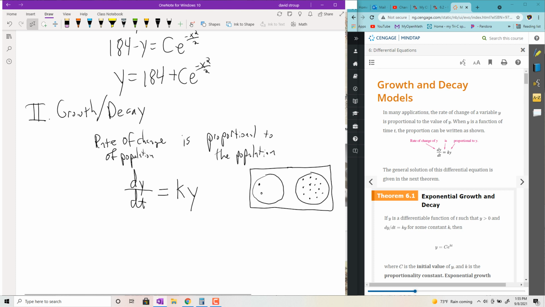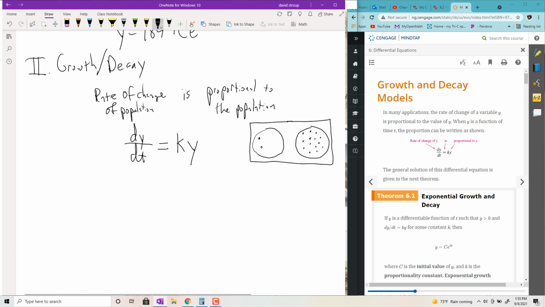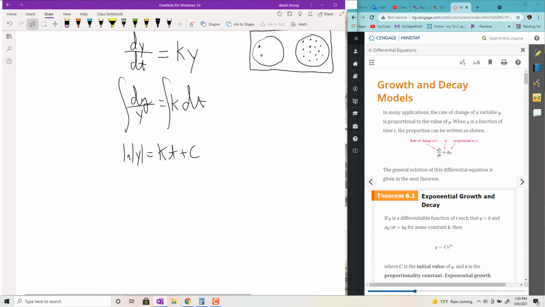And then you could solve these things for our formula. So let's solve this for the formula for y and see what it is. So I'm going to separate, bring the y over here. I'm leaving the constant on the right. Integrate. So I get the ln of the absolute value of y equals kt plus c. And then exponentiate.